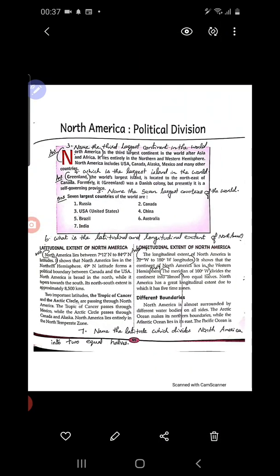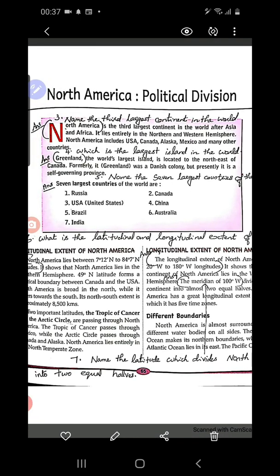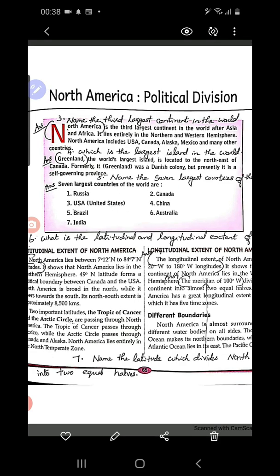Okay, now we see that the fifth question is: name the 7 largest countries. So what is the size of the country? According to the size, the area of the country, the names of the countries are given. You can go through. You see USA and Canada, these 2 largest countries, are coming in North America. Understood? So when we go through the study of North America, we also have to come across USA and Canada, since these 2 largest countries are in North America.